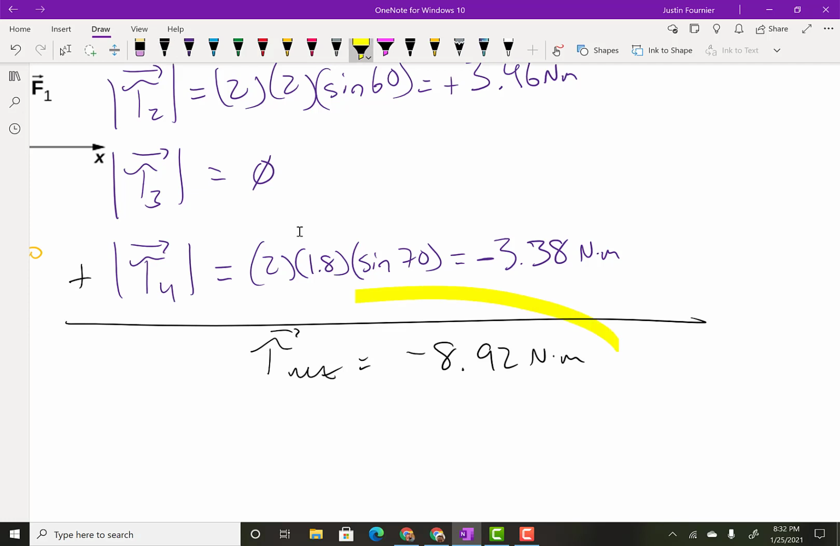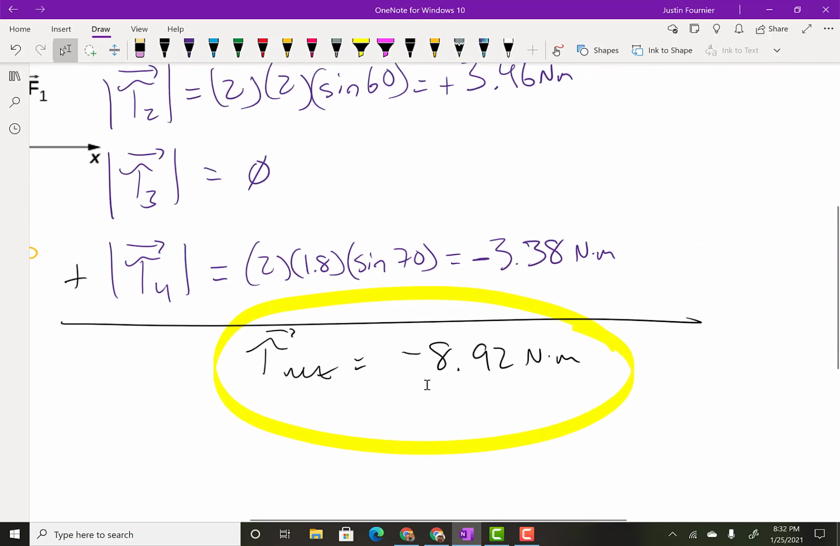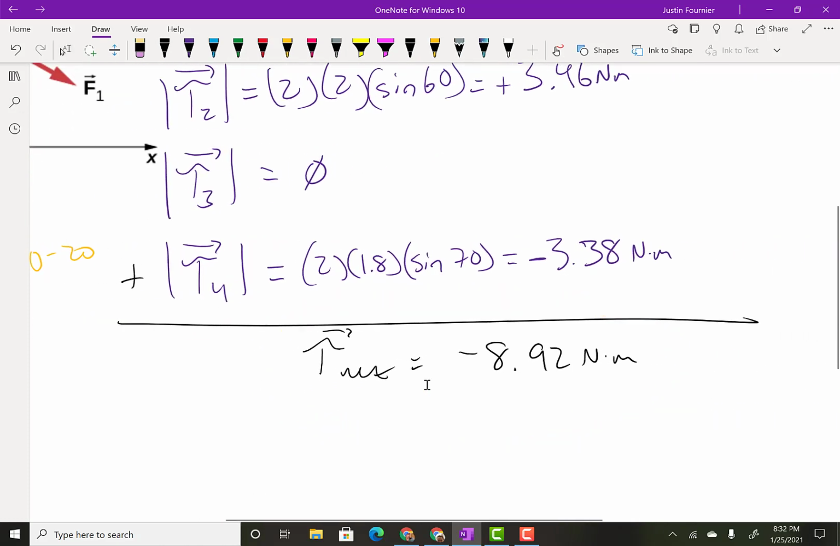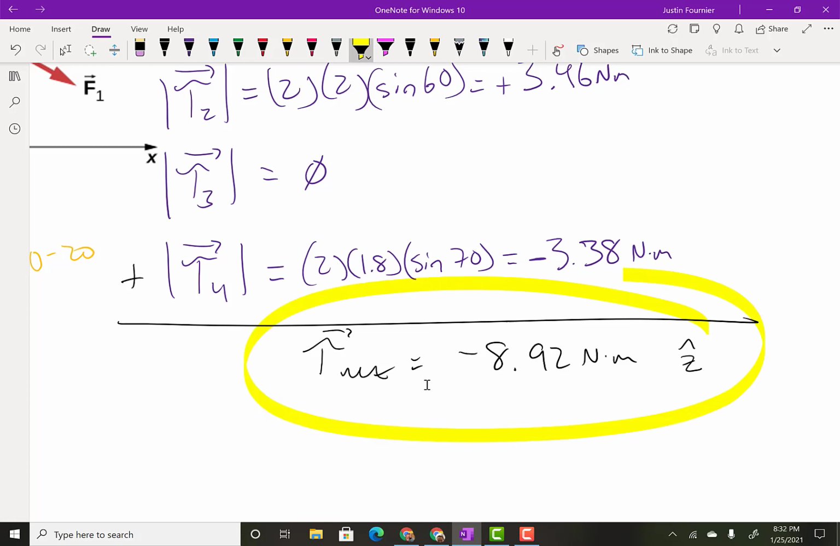So the net torque is 8.92 Newton meters in the negative z direction. If I wanted to be really specific, I could write z hat as well, because I know that's the direction of the torque. So there we go.